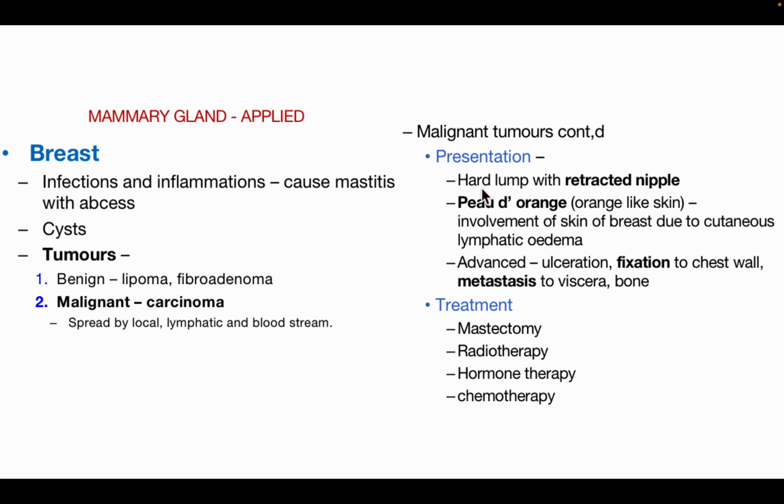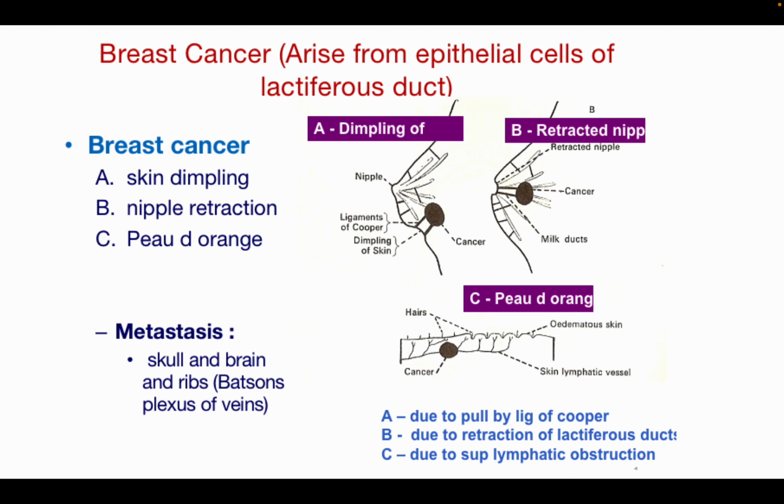There can be a hard lump with a retracted nipple. One of the important clinical conditions is peau d'orange, where orange-like skin appears. There is involvement of the skin of the breast due to cutaneous lymphatic edema. In the advanced scenario, there is ulceration, fixation to the chest wall, and metastasis to the viscera as well as to the bones. For treatment, we have mastectomy, radiotherapy, hormone therapy and chemotherapy.